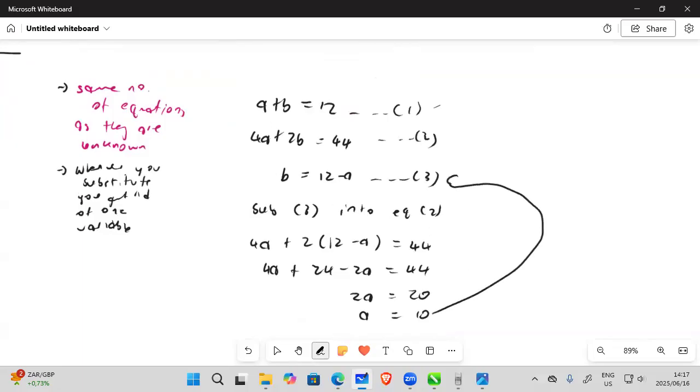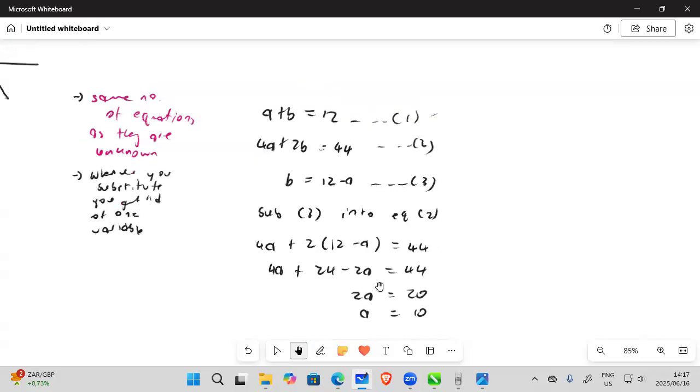Take this and put it back into equation 3, because I can put it back into equation 3, 2, or 1. But you need to make a smart decision. If I'm going to use equation 1, then I have to make B the subject of the formula. In equation 3, the B is already the subject of the formula, right? So that's why I can use this one.